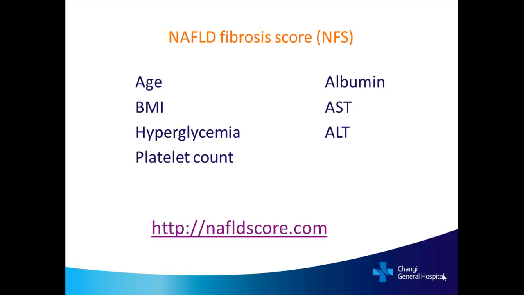So it looks at things that you can actually do in your clinic, and so long as you have all this and access to the internet, you can just go to this website and calculate the score, and that can tell you whether the patient is at risk for advanced fibrosis. Now, we look at age, BMI, hyperglycemia, platelet count, albumin, AST, ALT. So let me just go to the website.